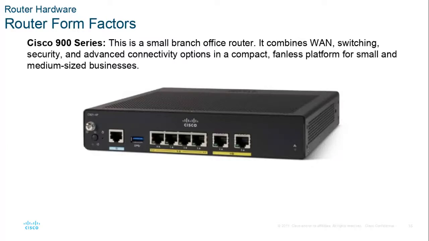Here's a small branch office router that kind of looks like your home router. So like home routers, it's got the WAN connection, it's got the 4 LAN ports, it's got some built-in security, and it's good for a small, medium-sized business. Very similar to what you might use in a home environment from a service provider, from a cable company or a telephone company.